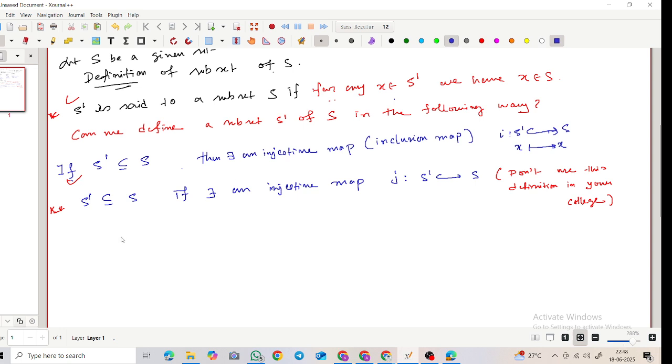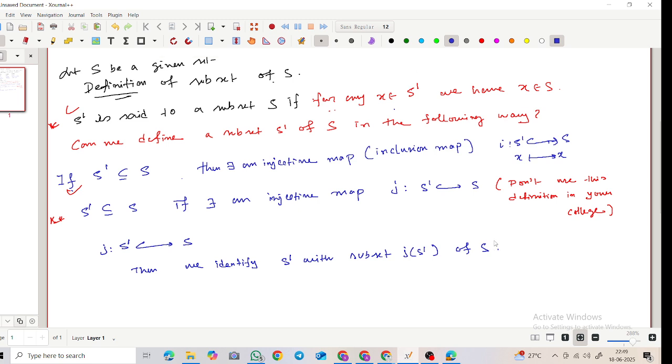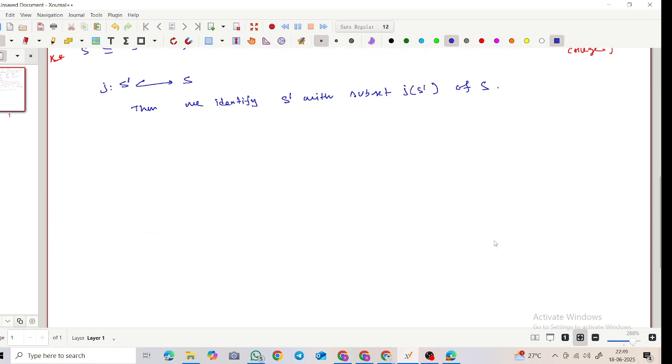So you see, what do we do? If S prime is any set from which there is an injective map, this is the notation of an injective map, okay? Then we identify S prime with the subset J of S prime of S. Clear now? So we are identifying S prime with its image inside S, okay? Soon you will see, whenever we go a little bit higher, that every time you say a subspace or a subgroup, you will need this injectivity, okay? That's why I am telling you this.